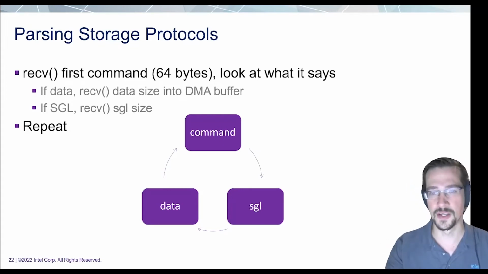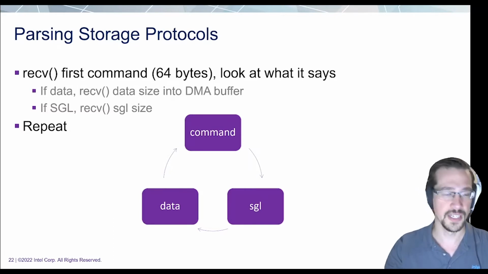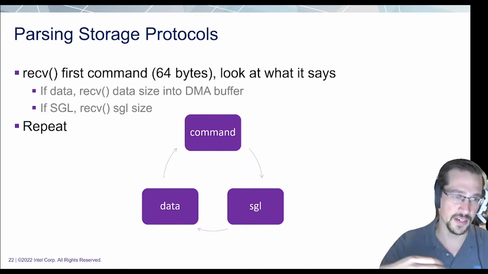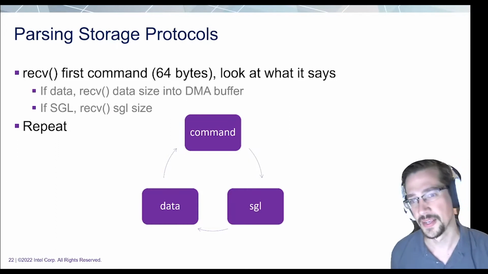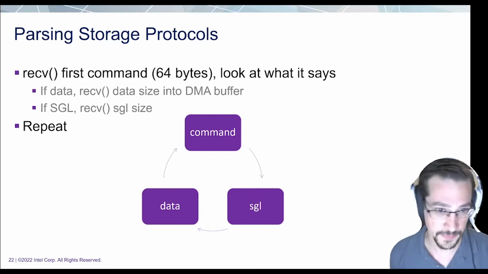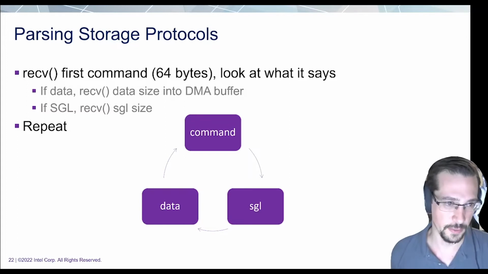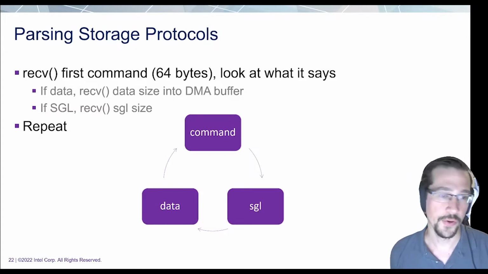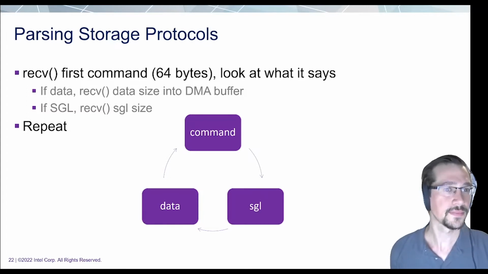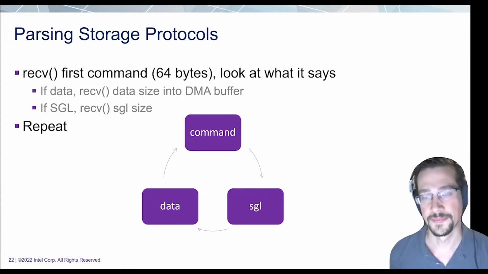Or if it's a response to an R2T command that the target sent to the initiator, the initiator is going to respond with a command followed by a bunch of data, as requested. You have to look at how much data is following you. And it could also be followed by an SGL. It sort of depends on the protocol and how it's working. And then you repeat.